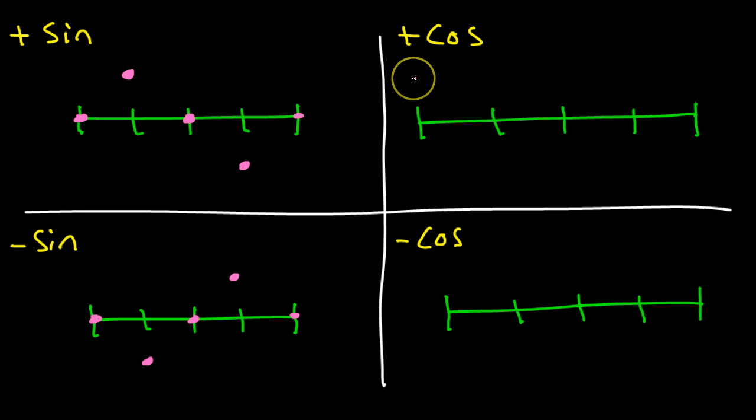For cosine, cosine starts off above the midline, at the amplitude, and then goes to the midline, below the midline, back to the midline, and back above the midline. Unless it's a reflection, in which case it would be upside down, and we would start below the midline, then go to the midline, above the midline, back to the midline, below the midline. In this case we're dealing with a positive cosine function, so we're going to start off above the midline and go down and up.